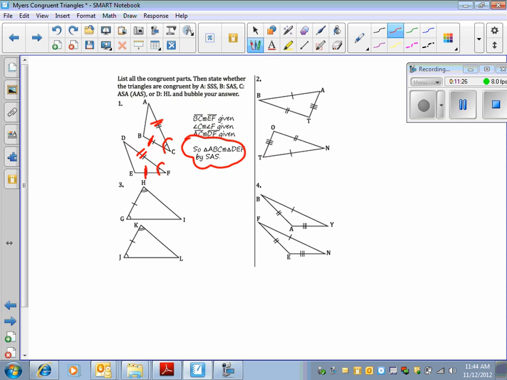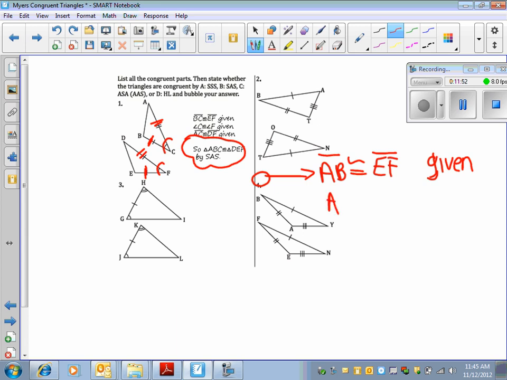Let's take a look at number 4. The directions again. List all the congruent parts. So for number 4, I will come over here and say that AB, segment AB is congruent to what? You got it, segment EF. And my reason, give me a G, because it is given. How's it given? It's given through notation and markings.